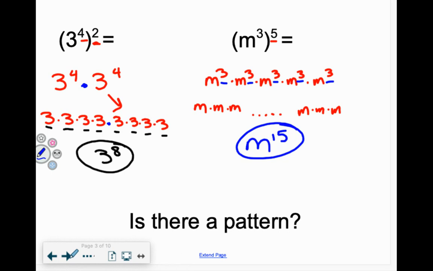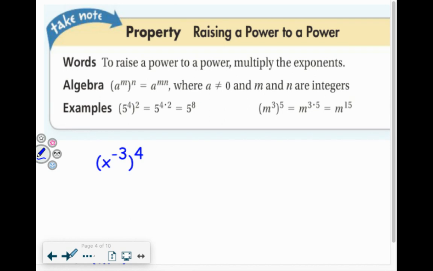So we're trying to figure out, is there a pattern? Do we notice, 3 to the 4th, then squared, we got 3 to the 8th. m to the 3rd, then to the 5th, and we got m to the 15th. Maybe we're starting to see that right now. That pattern is, if we have a power to a power, you multiply the exponents. So notice this example here, m to the n, we now just write it out as m times n. We multiply those exponents.